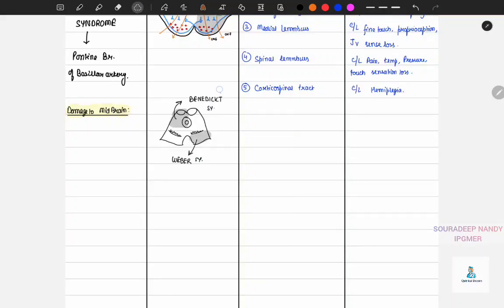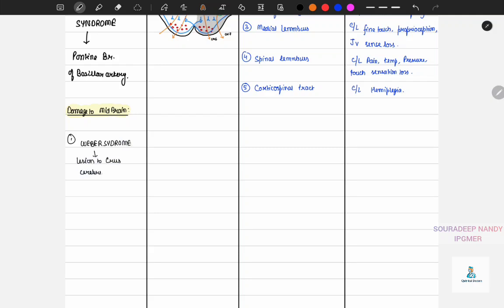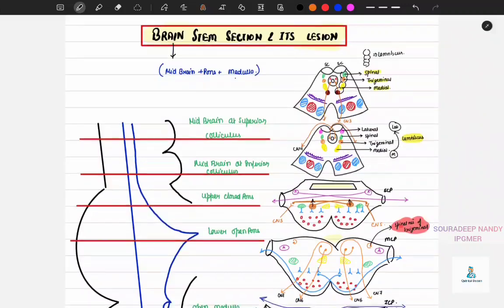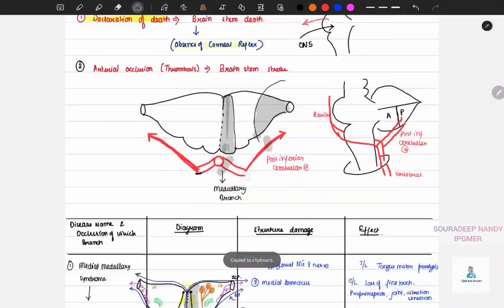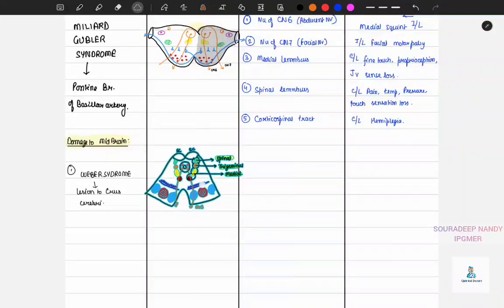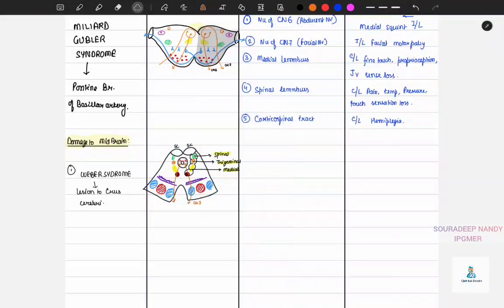So let us discuss these in detail. Number one, we have the Weber syndrome. What I have discussed is that it is a lesion to the crus cerebri. So here is a lesion to the crus cerebri.